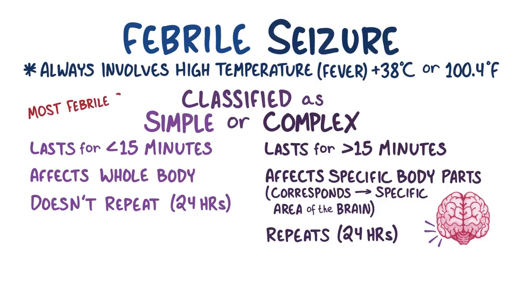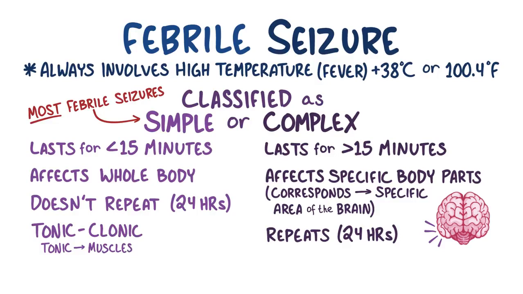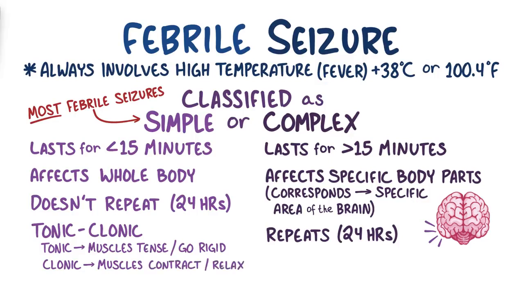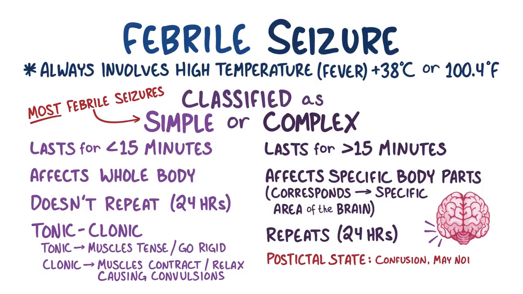Having said that, most febrile seizures are simple febrile seizures that last a couple of minutes, and they're tonic-clonic, which means that there's a tonic phase when muscles throughout the body suddenly tense up and go rigid, followed by a clonic phase when muscles rapidly start contracting and relaxing, causing convulsions. After the seizure itself, there's usually a post-ictal state, which is when a child might feel confused and may not remember the episode. They can also have residual arm or leg weakness.